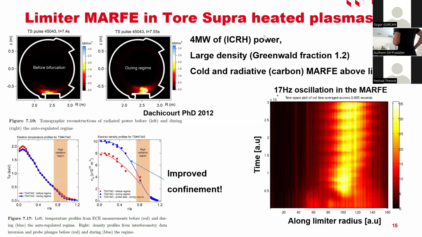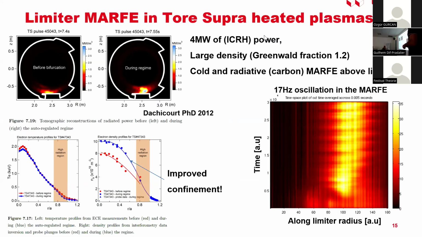The plasma density here is about what we call the Greenwald limit. Yes, the Greenwald fraction was 1.2. It's a very interesting scenario. Even though it was a limiter plasma, a limiter configuration in low confinement mode, we could achieve very strong density. Now, if you look at the core profile, you see that the temperatures were basically the same before and after the bifurcation to the MARF regime. But the density was higher in the core.